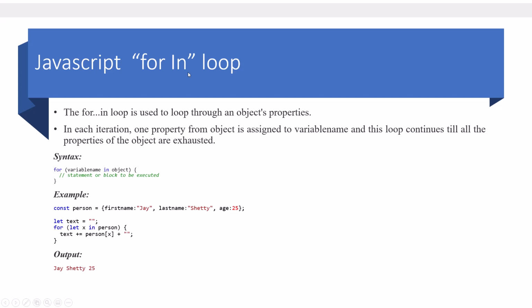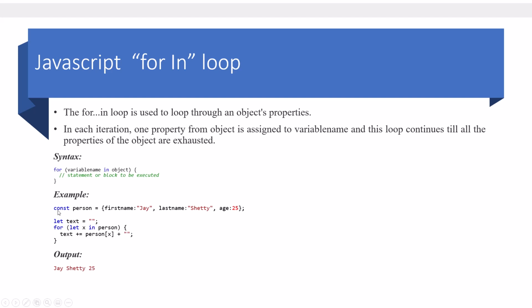The next is for in. Here it is an extended part of the for loop, where the loop is used to loop through the object properties. So previously we used it with conditions, and here we are using the object for the condition. This is the syntax: for variable name in object, whichever object we are initializing. In each iteration, one property from the object is assigned to the variable, and this loop continues till all the properties of the object are exhausted.